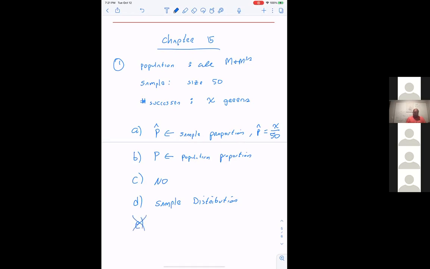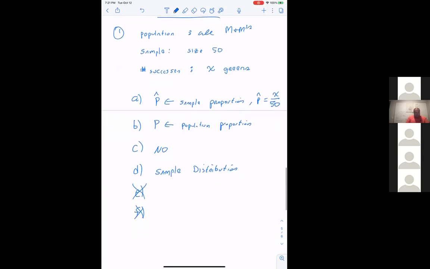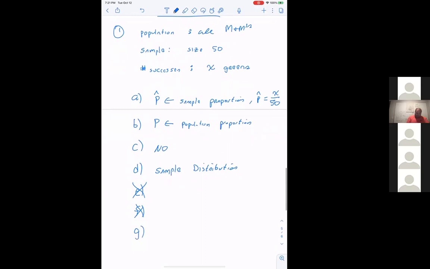And E we can't do because it actually requires us to have data. So we're just going to skip that one. And we can't do F because it comes from E. But we can do G. G says, if every student were to estimate the population proportion of green candies based on what you get for his or her sample, would everyone arrive at the same estimate?